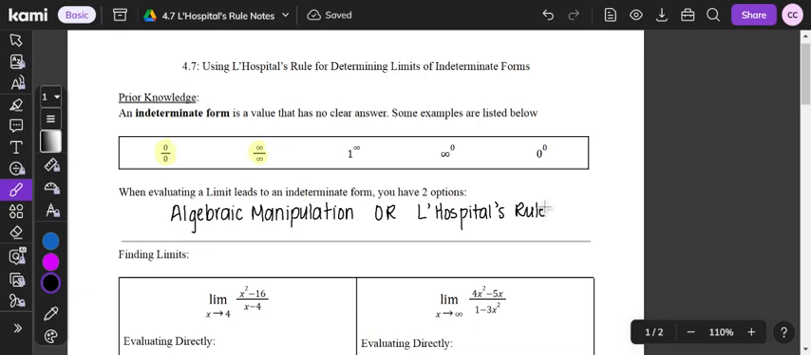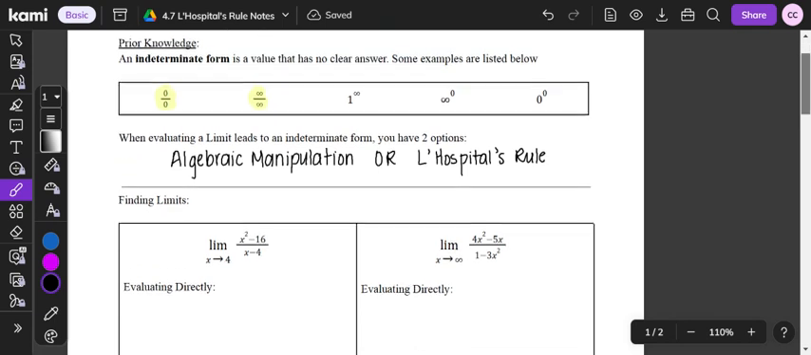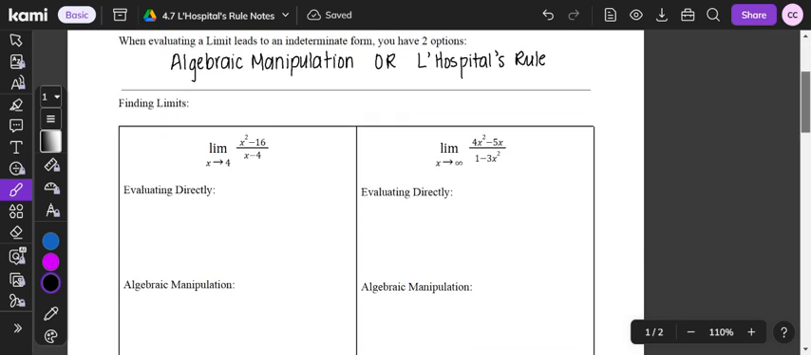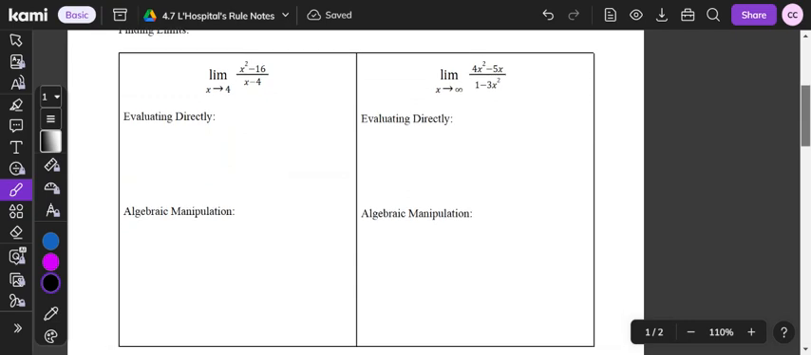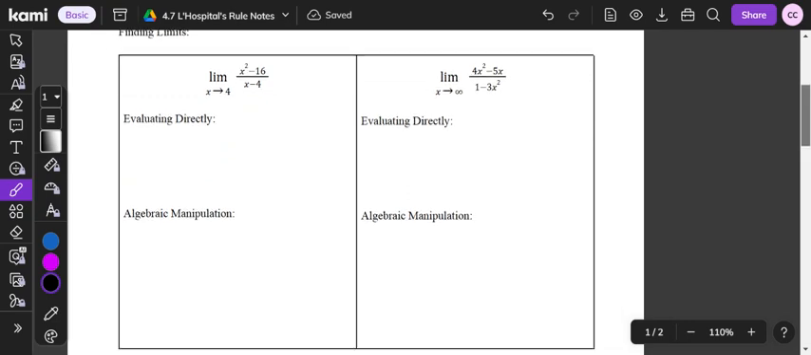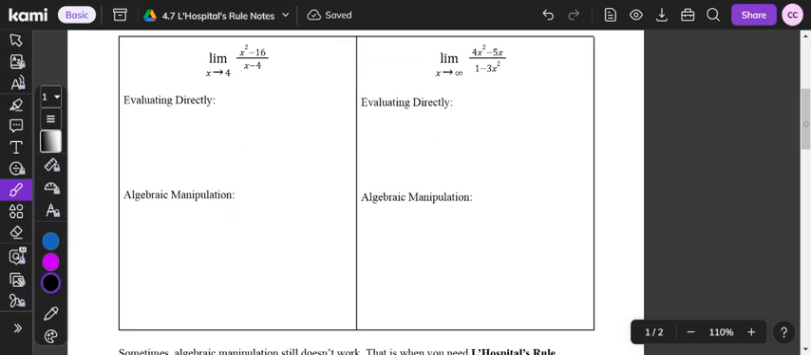Okay. Now, algebraic manipulation. 1, it doesn't always work. 2, sometimes it's really, really hard to do. So that's why L'Hopital's rule is our friend. It's a nice little shortcut. But before we get into it, let's just do another quick review of algebraic manipulation, all right? So here you go. You have 2 limits here in this box. One's an infinite limit, one is a finite limit.